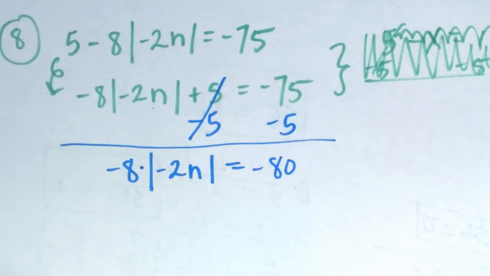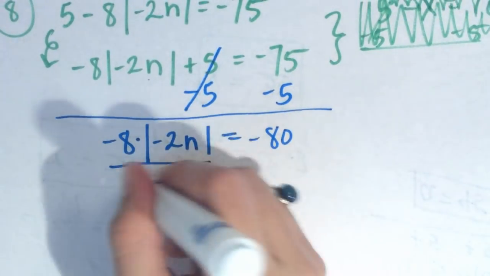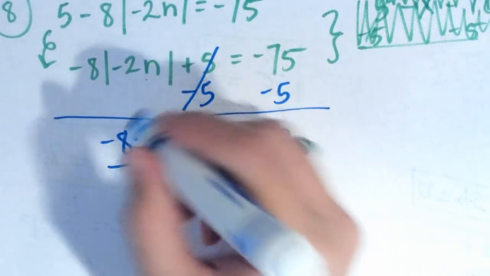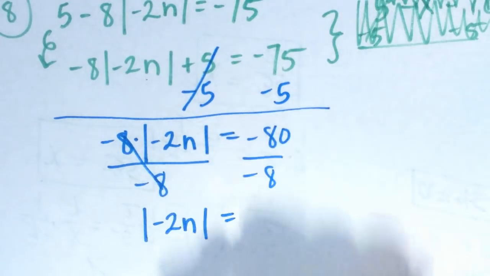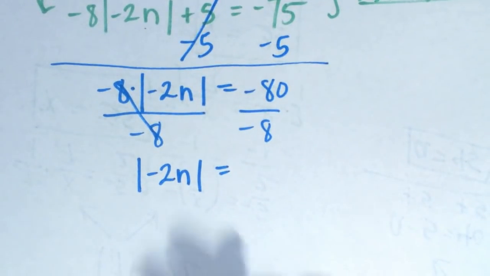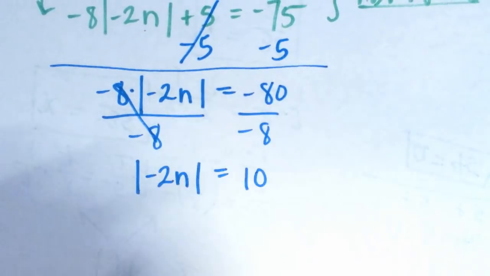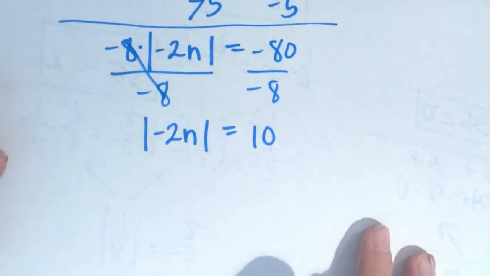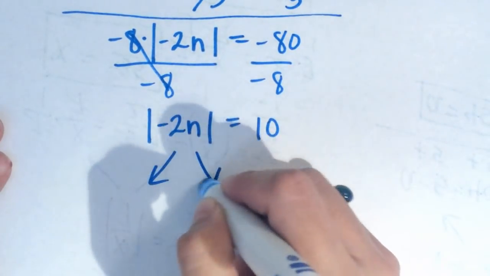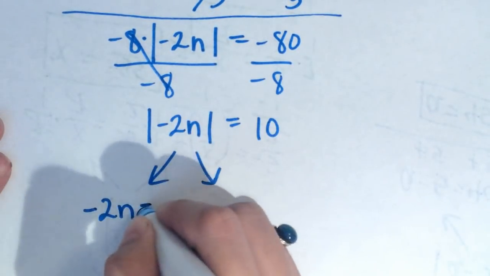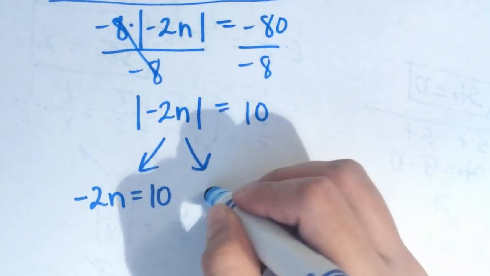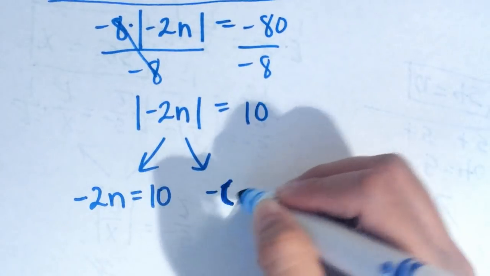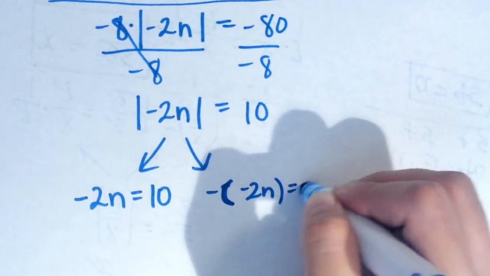And then right here it's being multiplied, so I'm going to divide by negative 8. So I get the absolute value of negative 2n equals, a negative times a negative is a positive, and so 80 divided by 8 is 10, positive 10. So now that I have my absolute value by itself, I'm going to split up into my two cases. Case number 1, drop the absolute value. Case number 2, drop the absolute value and stick parentheses with the negative in it.